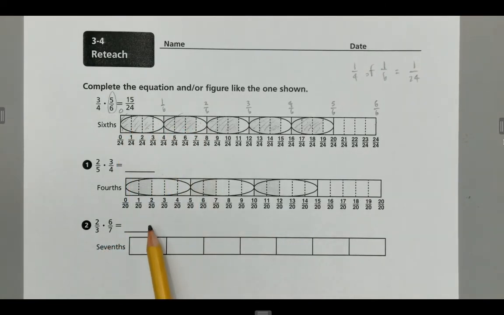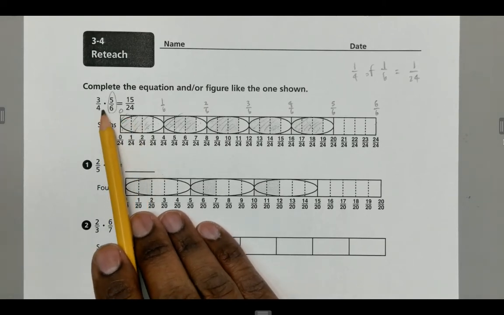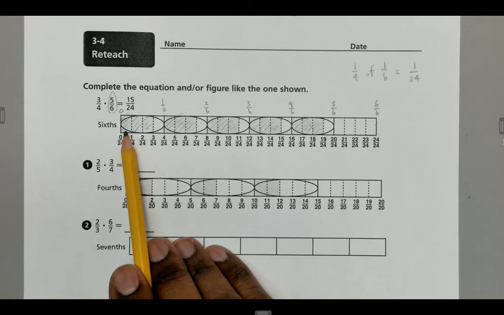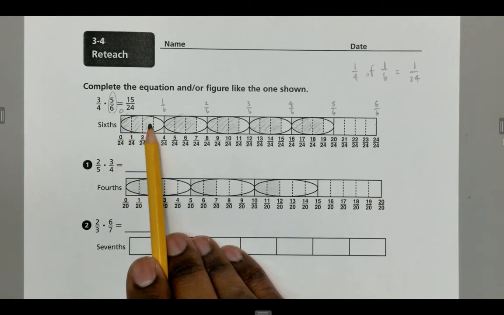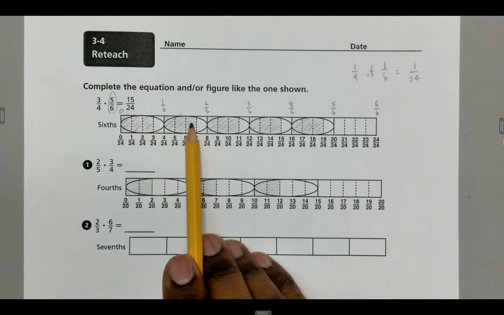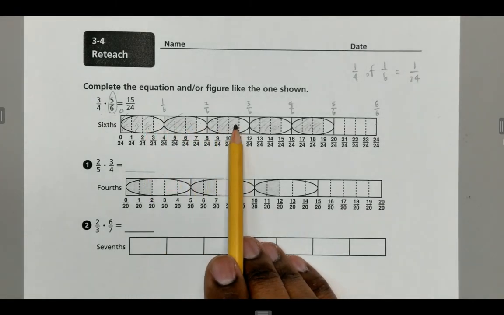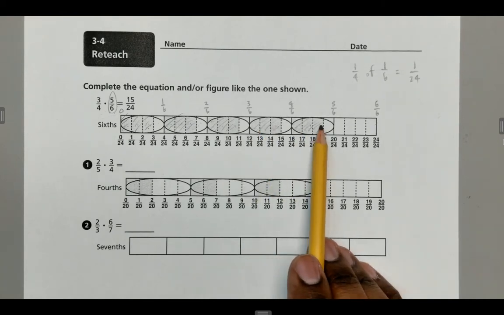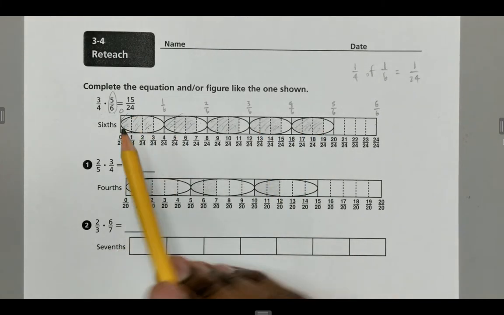So now if I'm trying to prove that 3/4 of 5/6 really is 15/24, I just count up these shaded bars. 3/24, 4, 5, 6/24, 7, 8, 9/24, 10, 11, 12/24, 13, 14, 15/24. Sure enough, checks out.